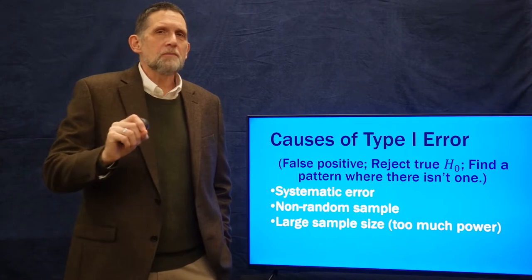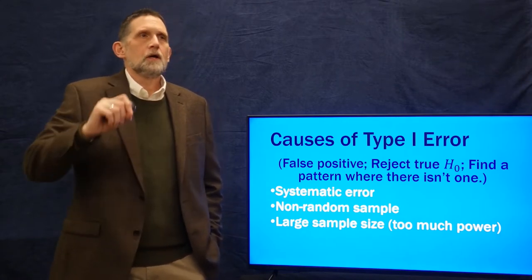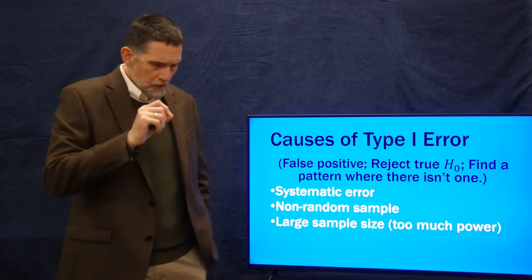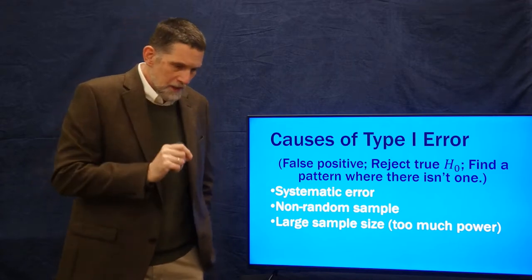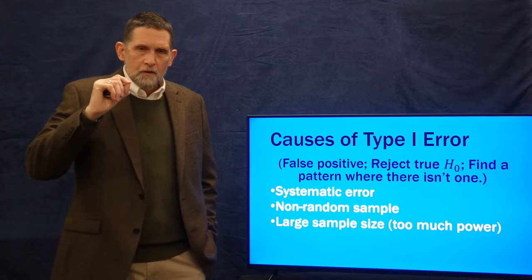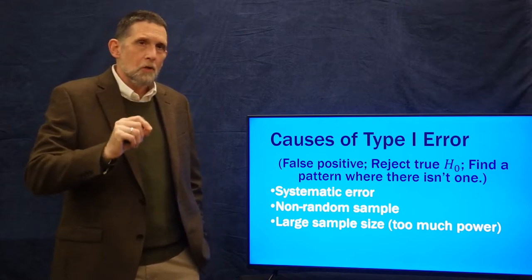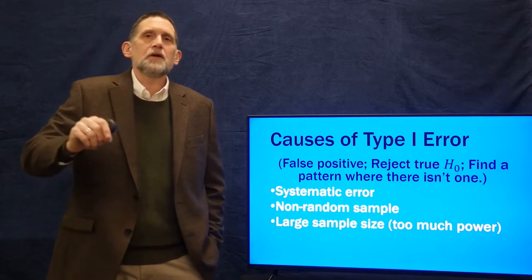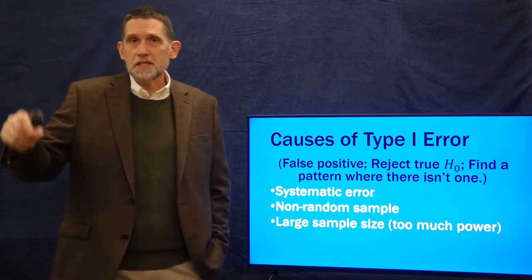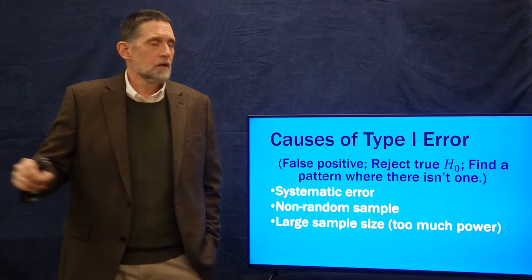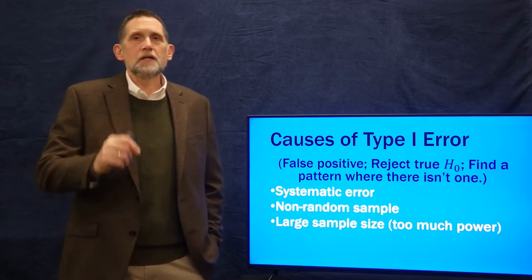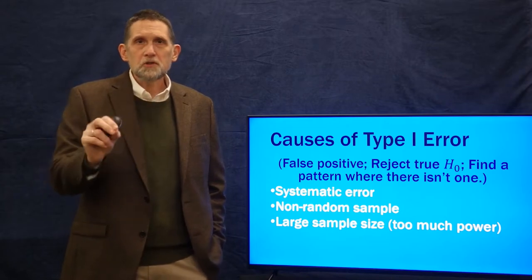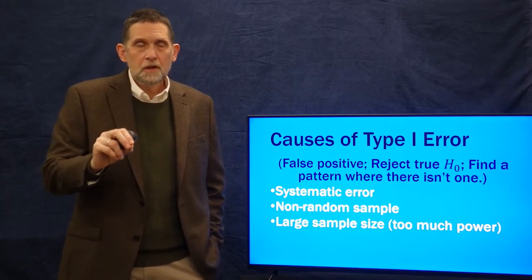This may seem a little counterintuitive, but a large sample size can cause a type 1 error. All right, why is that? This comes down to an issue that's called power. We have not talked about power yet. We will talk a bit about it when we get into t-tests in the next topic. But basically, power is your ability to distinguish differences between groups.